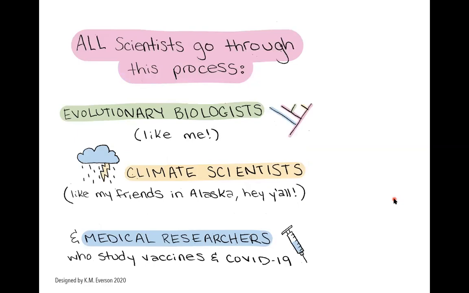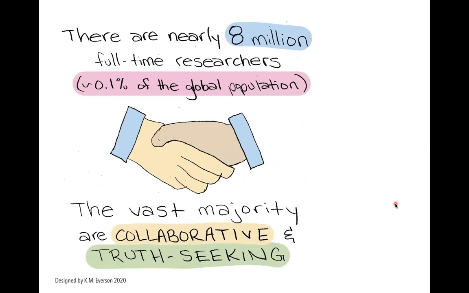All right, so this process is common to all scientists, whether you're an evolutionary biologist or climate scientist or a medical researcher or what have you, physics. All of this is the same process. This is the scientific process, and so it's a common denominator for all of us. And really, scientists and researchers represent a very small percentage of the global population, less than around 1%, 0.1%, sorry.